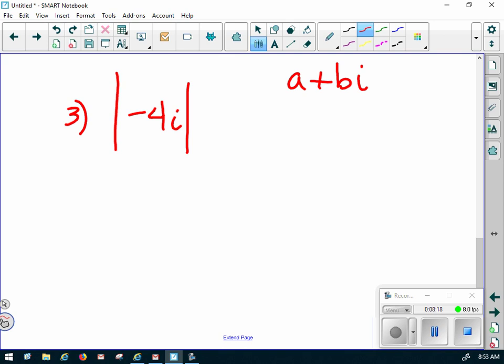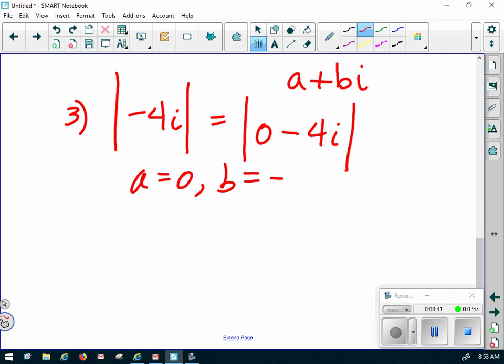The A is 0. Look, this is the same as 0 minus 4i. There's not a real part because there's not a number that's not multiplied by I. So your A is 0. What's your B? Your B is negative 4. Now you can finish it.